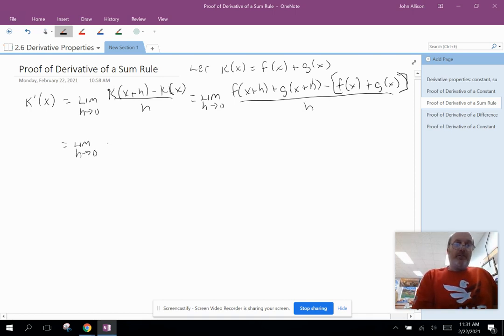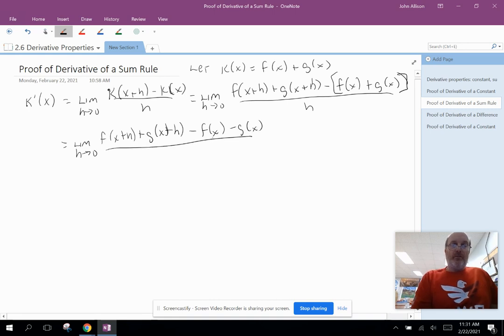This is the limit as h goes to 0 of f of x plus h plus g of x plus h. When I distribute that negative sign, minus f of x minus g of x, all over h.